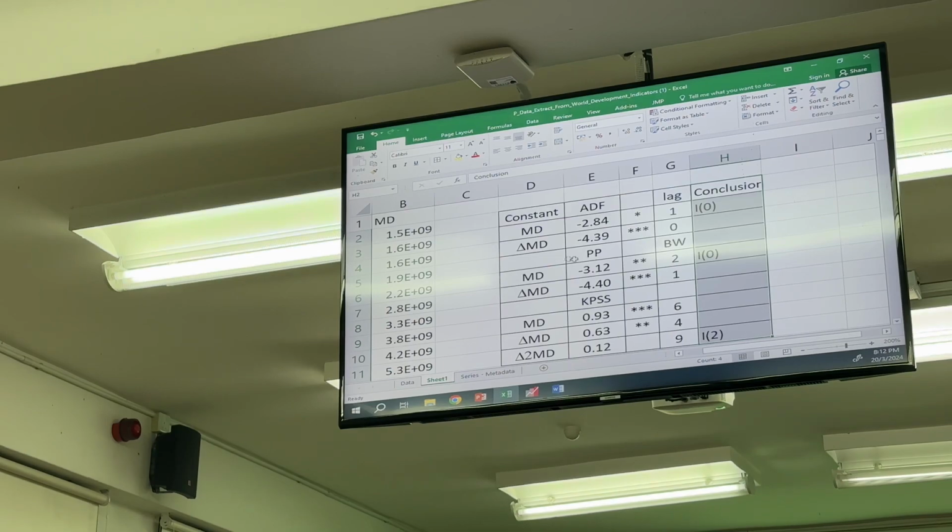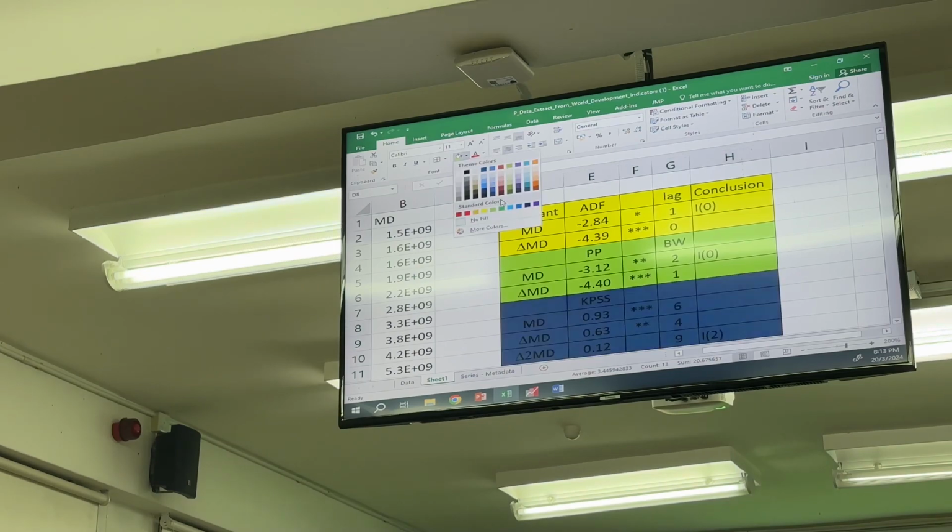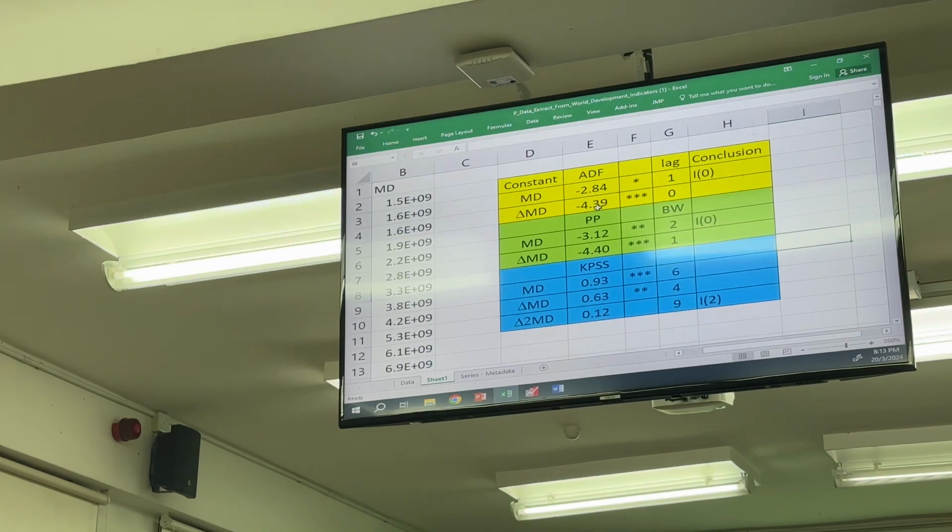So okay, let's discuss the conclusion of what we did here. I think some of you already ran the unit test. So this is my conclusion, a little bit different, right? Because I ran the ADF tests for my model with a constant, then I found the variable... This is my ADF test, this is my result for the Phillips-Perron, and this is my result for the KPSS.